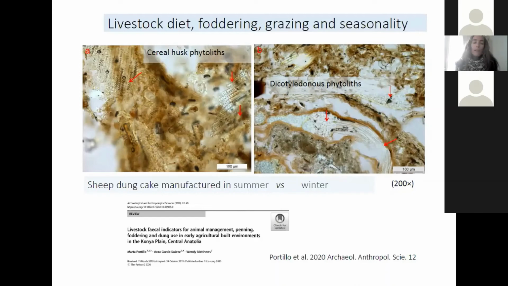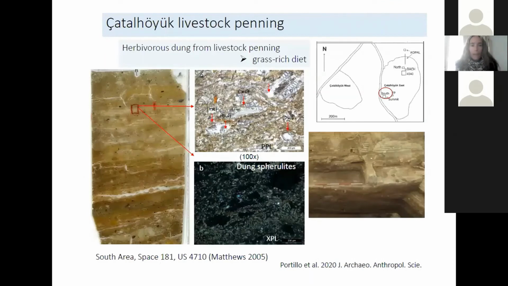All these examples are also in a recent paper with Aroa Garcia Suarez and Wendy Matthews, a state of the art review paper on the approaches and the use of this reference material, but also the applications in archaeological sites in central Anatolia. We use this reference material for studying the Çatalhöyük stabling floors, the animal pens that were already identified by Wendy Matthews, the micromorphologist, since the beginning of the Stanford project.